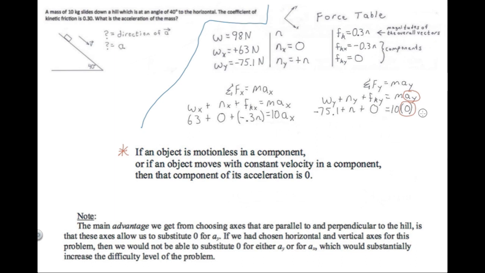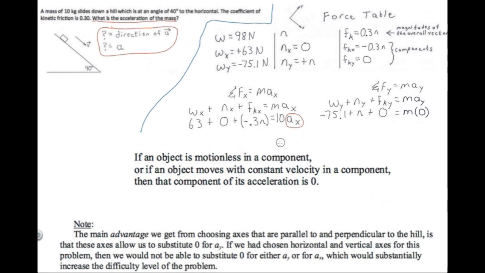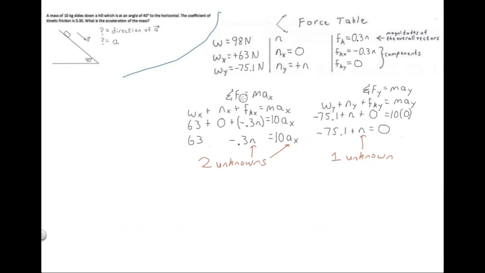So we can substitute 0 for a sub y in our Newton's second law y equation. There's no reason to substitute 0 for a sub x. In fact, a sub x is what we need to determine in order to answer the question. So we will continue to use the symbol a sub x in our Newton's second law x equation. The Newton's second law x equation at this point has two unknowns, so we postpone working further with this equation.